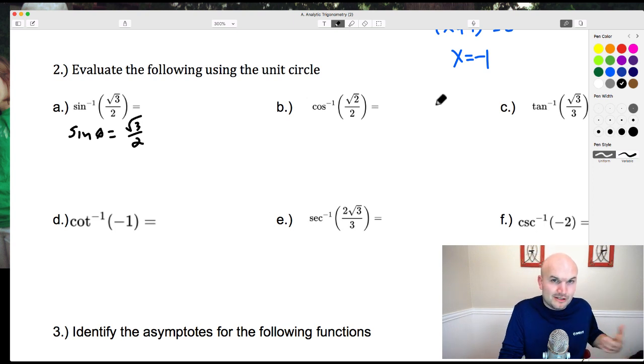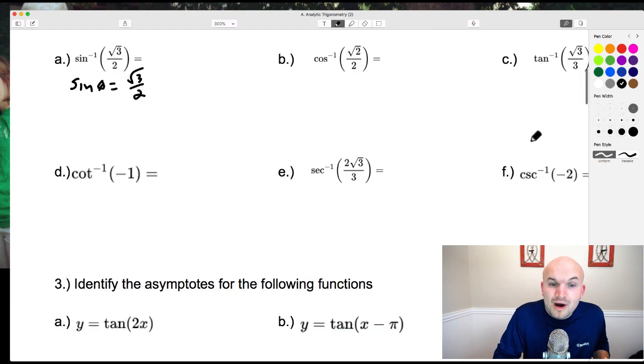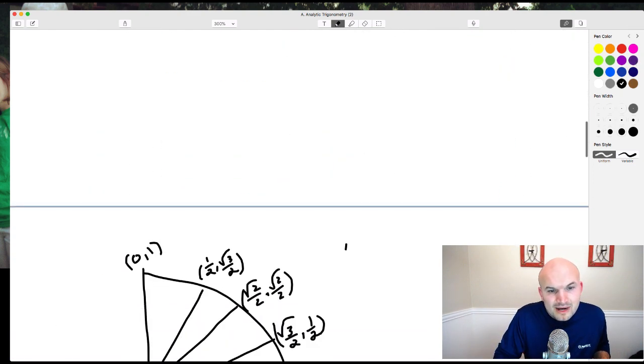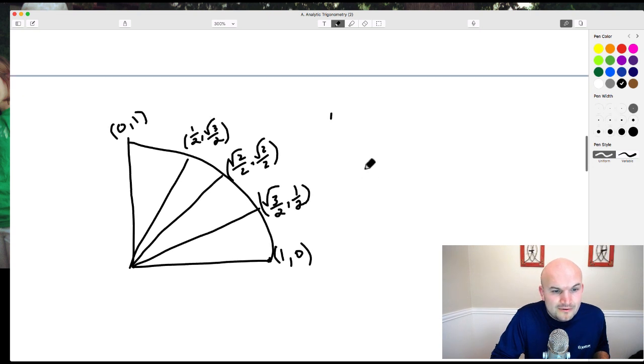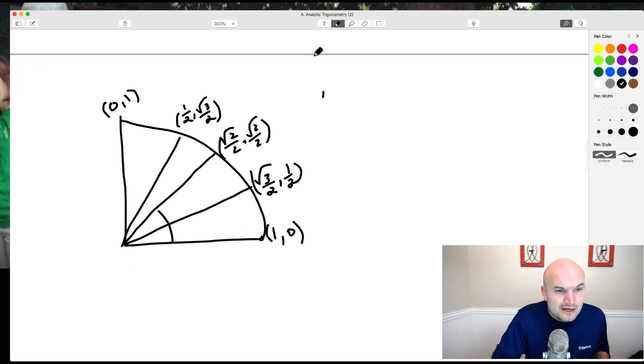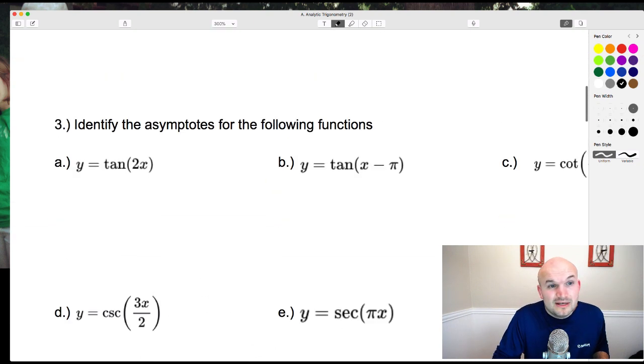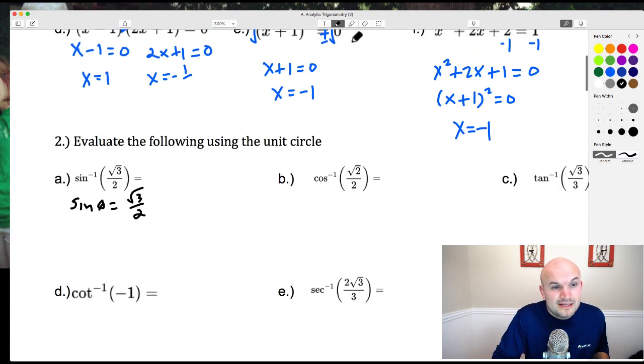Well, remember when we're looking at the unit circle, sine represents the y-coordinate. It's still opposite over hypotenuse, but since the hypotenuse is 1 on the unit circle, it's just the opposite side, which is the y-coordinate. So let's see if we can find the y-coordinate here of square root of 3 over 2. And yes, we can. So that is our angle. And again, by knowing your angles of the unit circle, that is the angle of pi over 3. So the answer can be done as quickly as that. We can just say the answer is pi over 3.